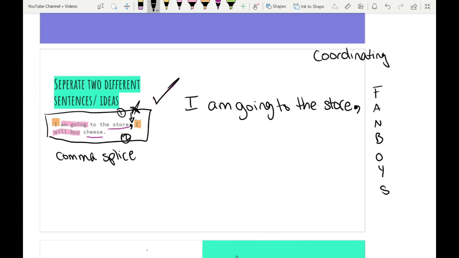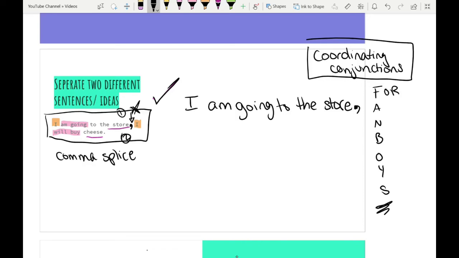Coordinating conjunctions. If you think this is long and you don't want to remember what it's called, that's totally fine. All you really need to know is your FANBOYS right here. So, what does it stand for? It stands for: for, and, nor, but, or, yet, so.